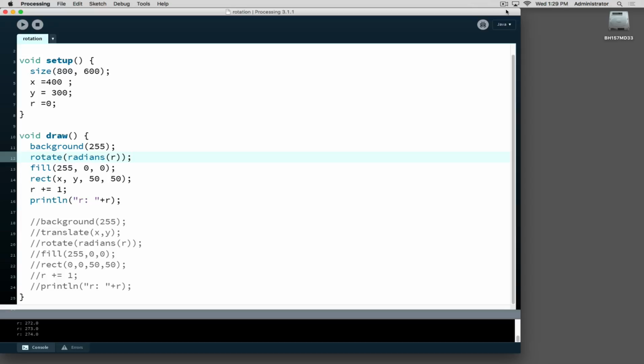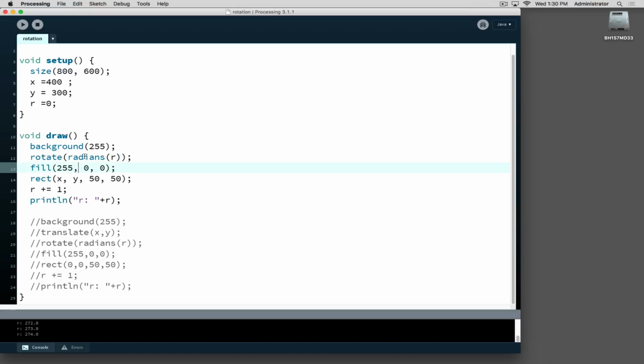Because of that, it's useful to do your coding in degrees and then have Processing just convert it to radians when you need to use that number for doing your actual rotation. And we can do that by using the radians method, which is built into the language. So we say radians, put parentheses, and then we put the value we are trying to transform inside that.